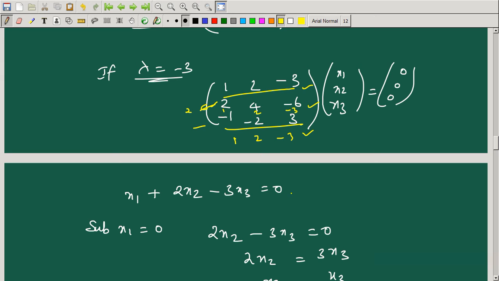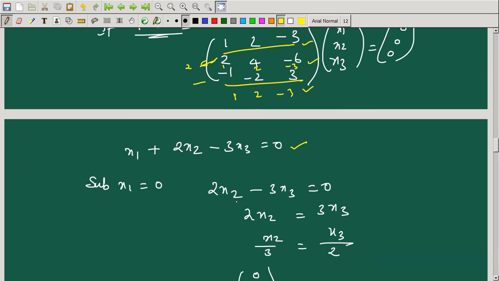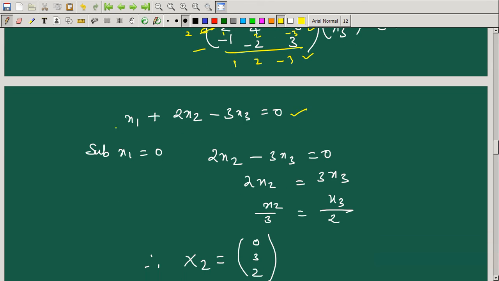So I am going to write only one equation, that is x1 plus 2x2 minus 3x3 equal to 0. Next, substitute x1 equal to 0. If you substitute x1 equal to 0, what remains? So for linearly dependent, write any one equation.